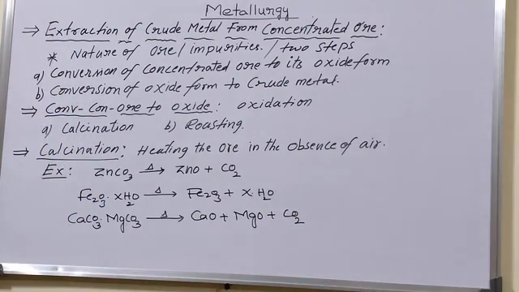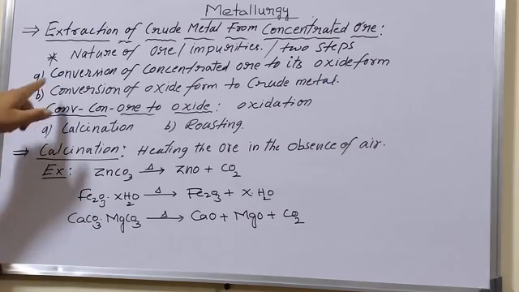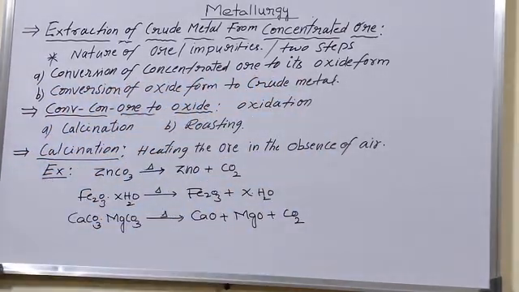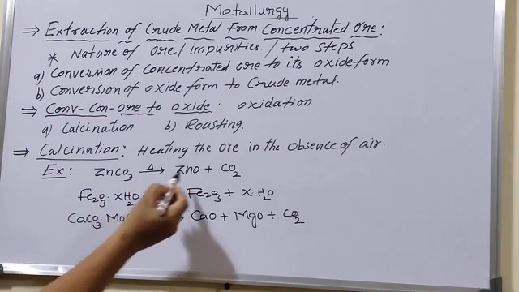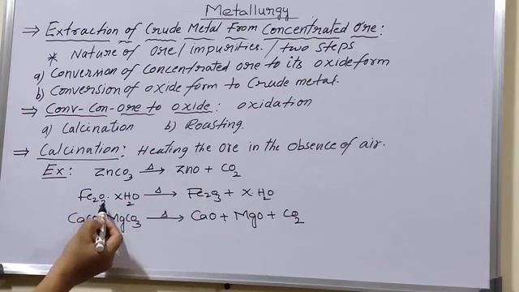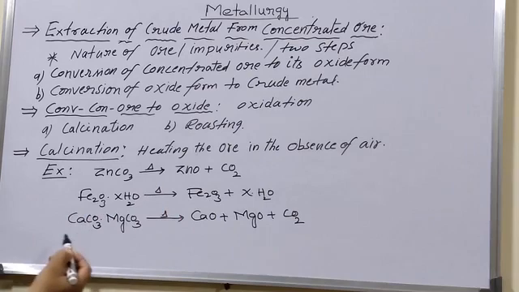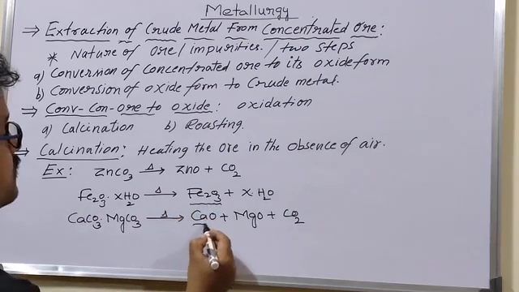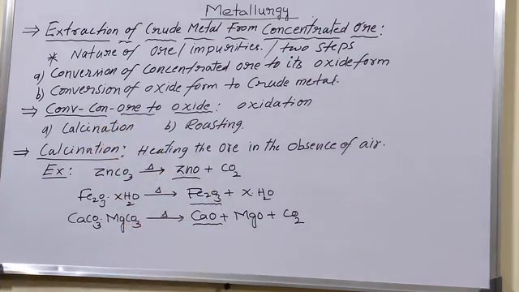Like this, in the absence of air, we heat the concentrated ore and get the respective oxides. So these are the steps: conversion of concentrated ore to its oxide form. Zinc carbonate is converted to zinc oxide, hydrated ferric oxide to ferric oxide, and dolomite carbonate form into oxide form.